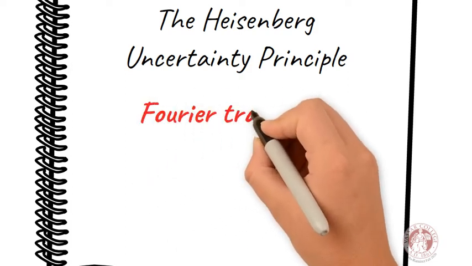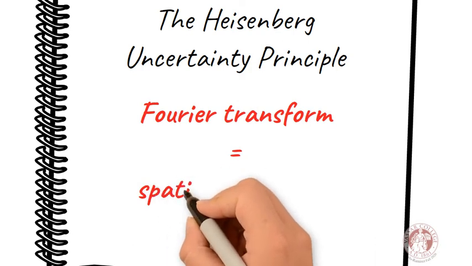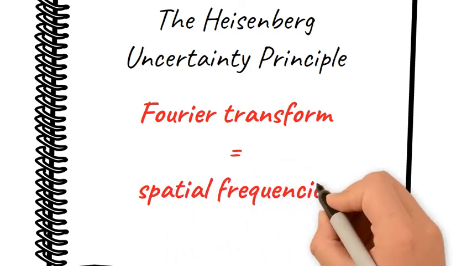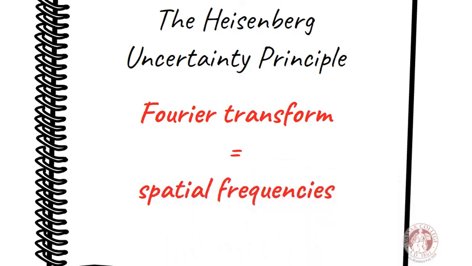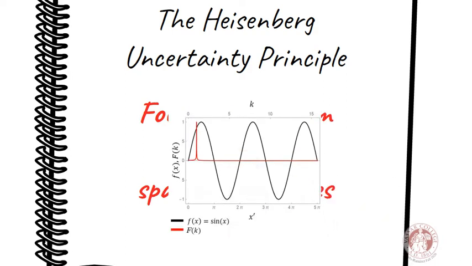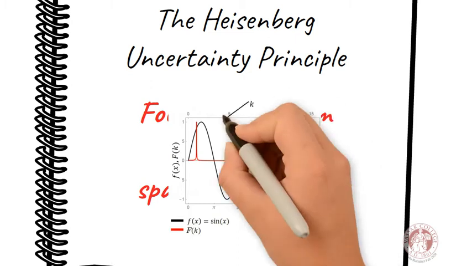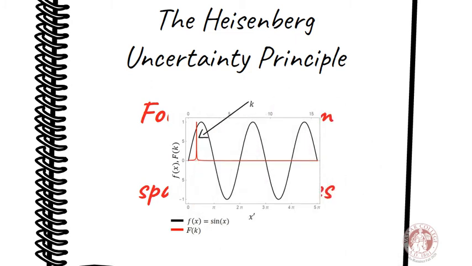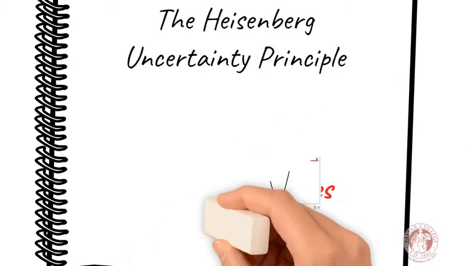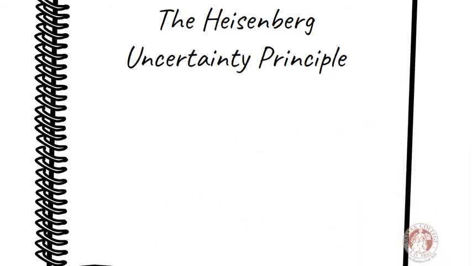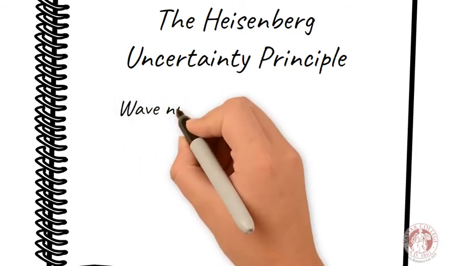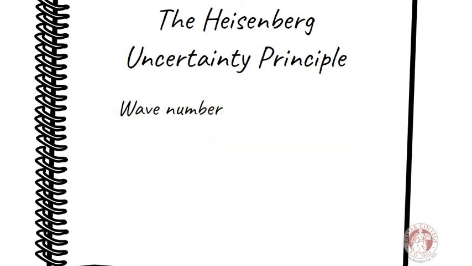The Fourier transform returns the spatial frequencies of the analyzed function. For example, if the function is a sine function with spatial frequency of 1, then the Fourier transform shows a single peak at k equal to 1. On the other hand, we know that by definition, the spatial frequency of a periodic function is also known as the wave number, defined as follows.